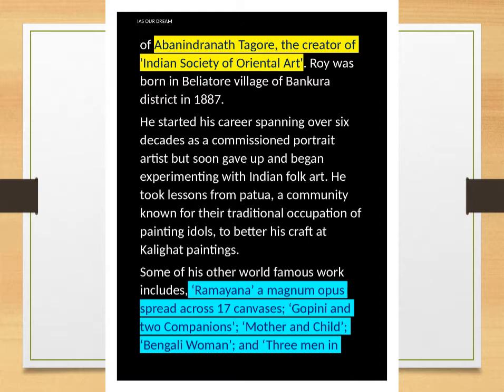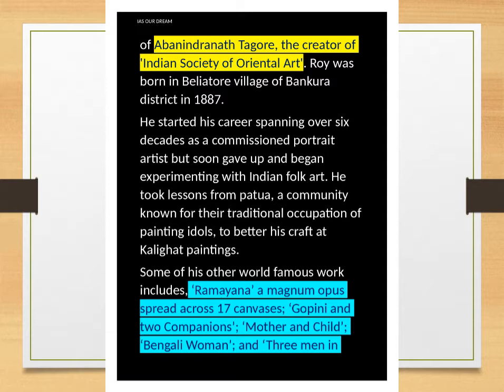So this Jaimini Roy Google Doodle came, and he started his career, spanning over 6 decades, as a commissioned portrait artist, but soon he gave up and began experimenting with Indian folk art. He took lessons from the Patuas. What is Patua? Patua is a community known for their traditional occupation of painting idols, to better his craft at Kalighat painting. Kalighat painting is a form of painting in the West Bengal region. The name comes from the place Kalighat, where goddess Kali is revered.